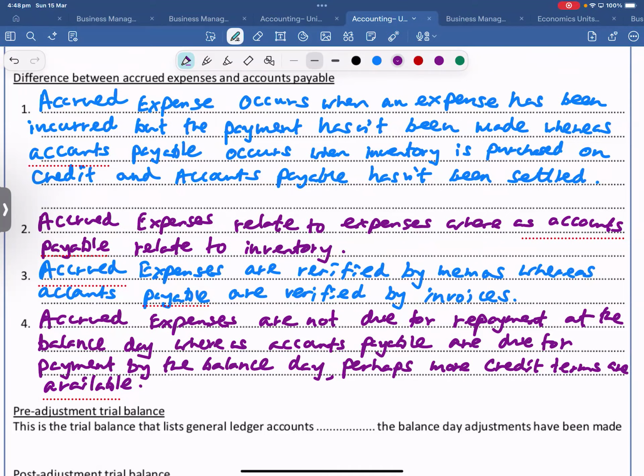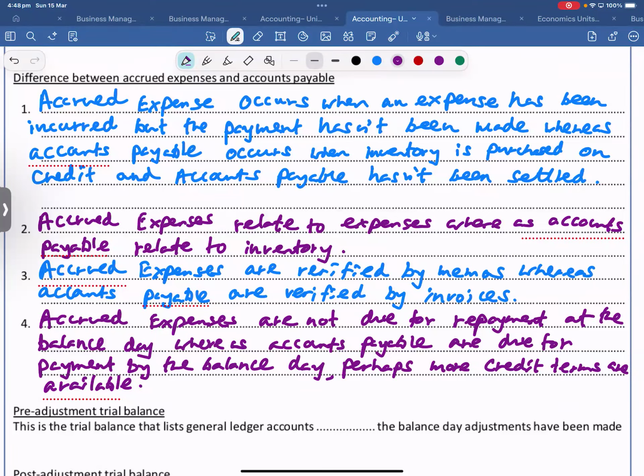Okay, guys, done writing? Do you get the difference? Double for you. You don't get it? All right. So what are the main differences, guys?